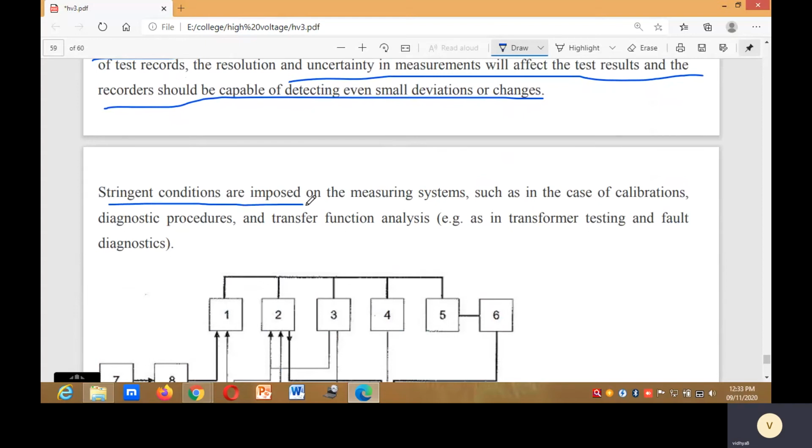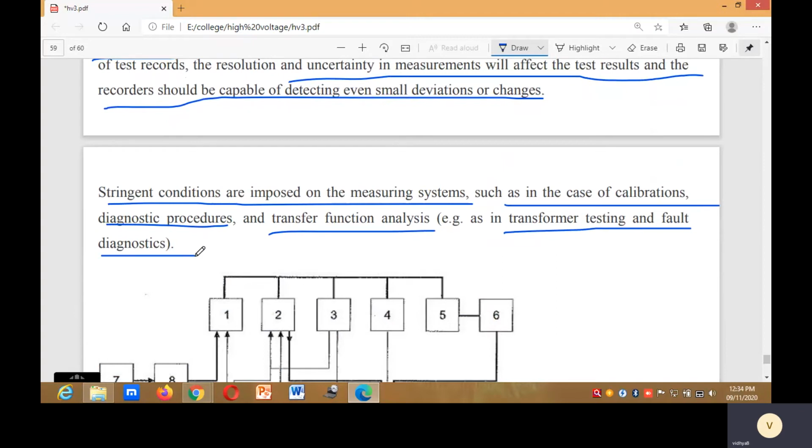Stringent conditions are imposed on the measuring systems, such as in the case of calibration, diagnostic procedure, and transfer function analysis, for example in transformer testing and fault diagnostics.